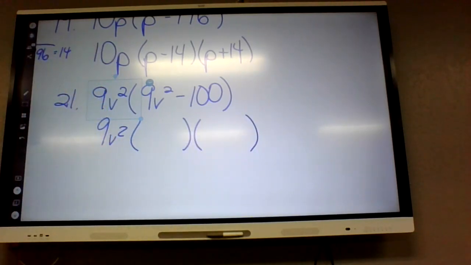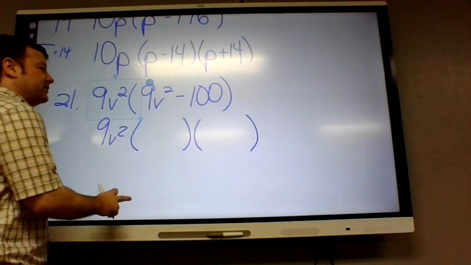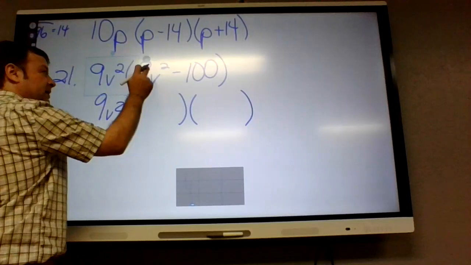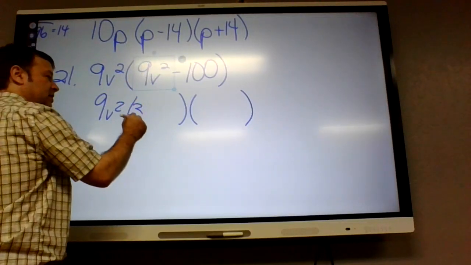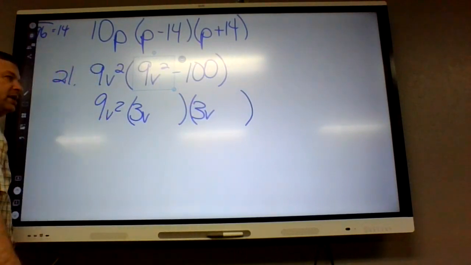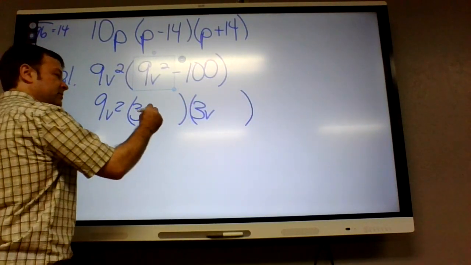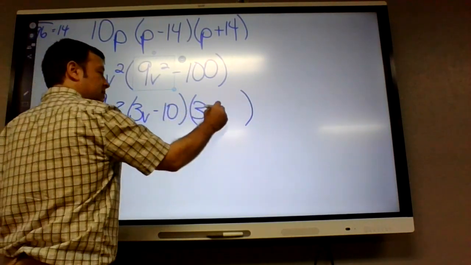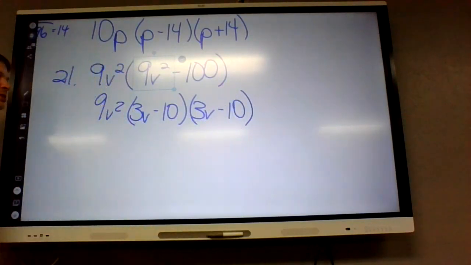I think the book calls it difference of squares or something like that. I don't even know if the book mentions this, but anyway, 9v squared comes from 3v times 3v. And 100, we've had this a lot of times, would be negative 10 plus 10. All right.